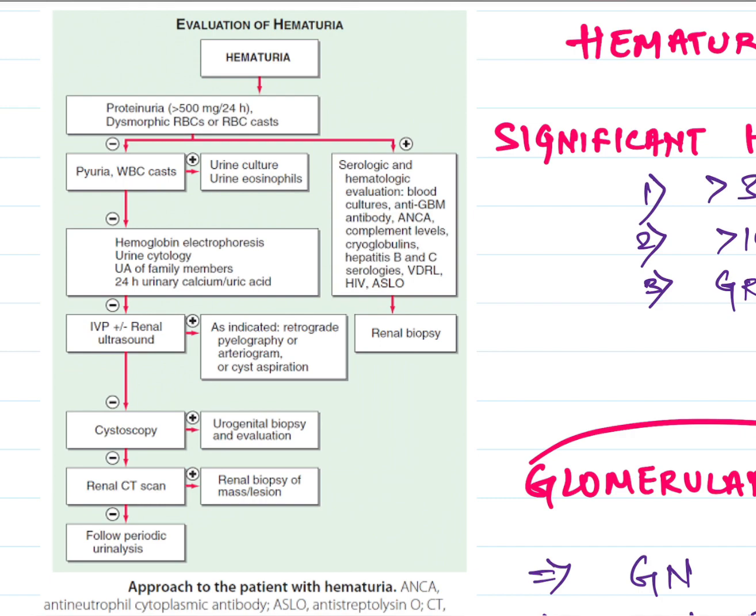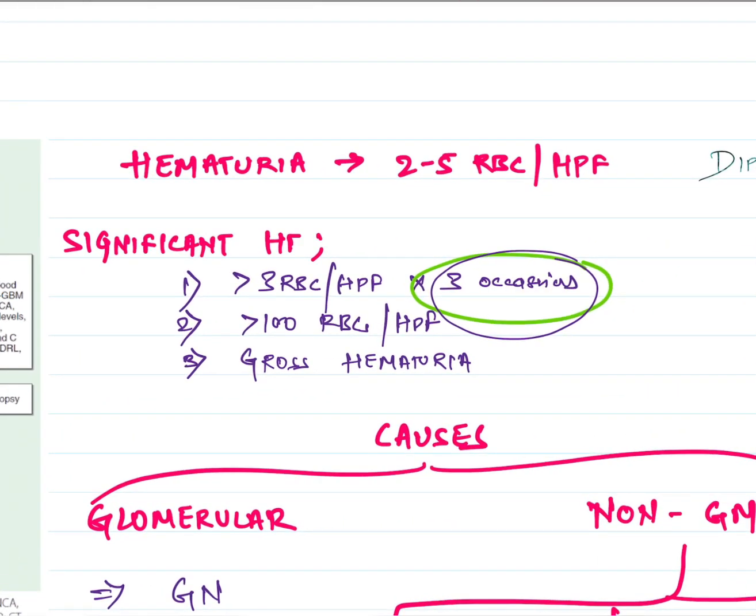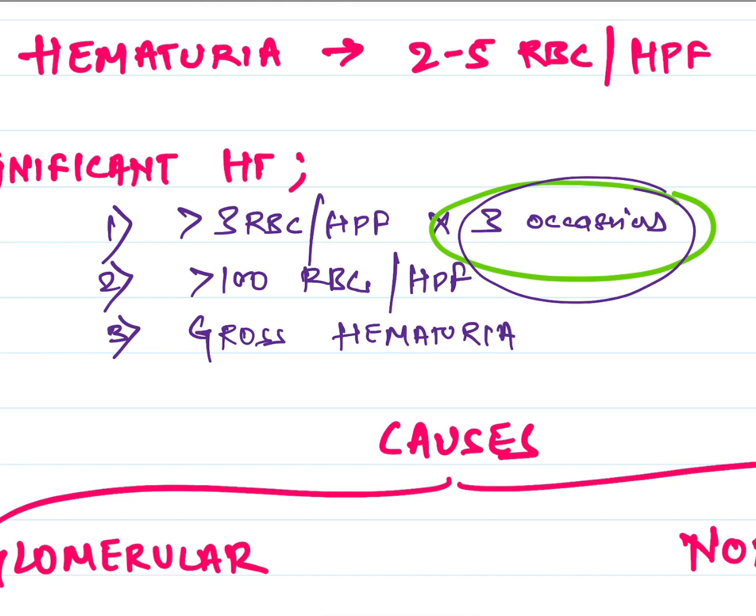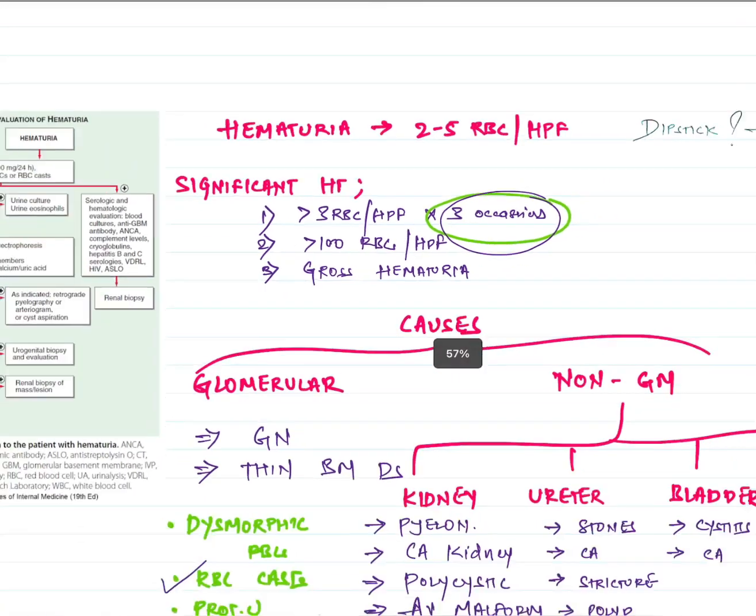Today's topic is how to approach a patient with hematuria. We call it hematuria when there are 2 to 5 RBCs per high-power field, but one test won't establish its significance. To call it significant hematuria, it should be more than 3 RBCs on 3 occasions, or more than 100 RBCs, or gross hematuria. If one of these is present, only then do we call it significant hematuria.